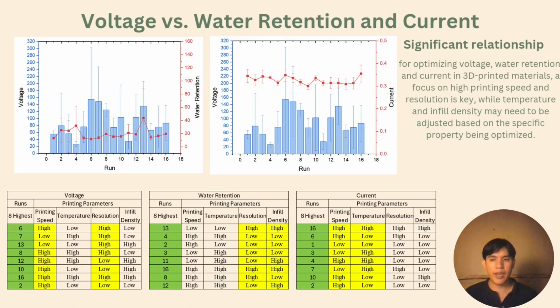So in the graph, run 6 achieves the highest voltage with a high printing speed, low temperature, high resolution, and low infill density. Voltage is generally higher with a faster printing speed and higher resolution, while infill density varies. However, run 6 shows high variability, as indicated by the white error bar.